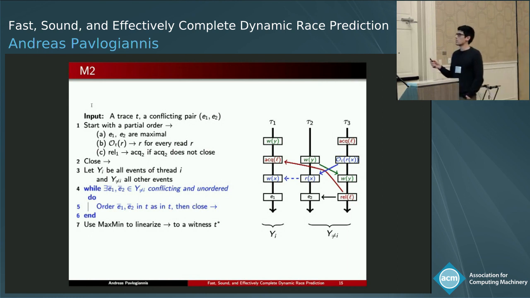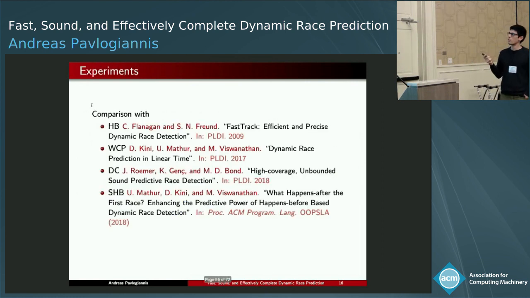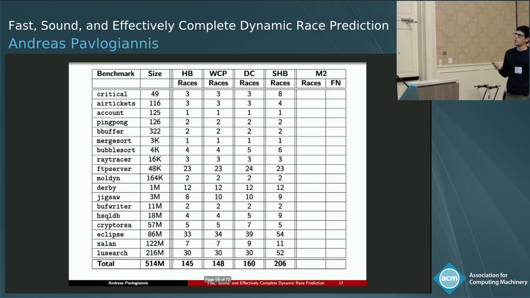Right. So this is as far as theory is taking us. Now I will jump into some experiments. We have a prototype implementation of this algorithm together with some algorithmic engineering and optimizations that I'm not going to dive into. We have compared it against a few other works. HB is a standard happens-before technique, and these three came out fairly recently. We have our benchmark set.